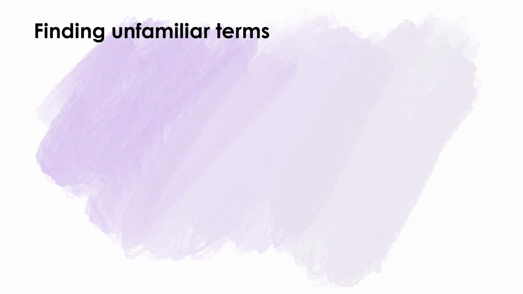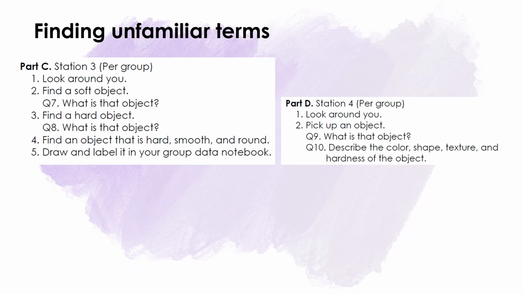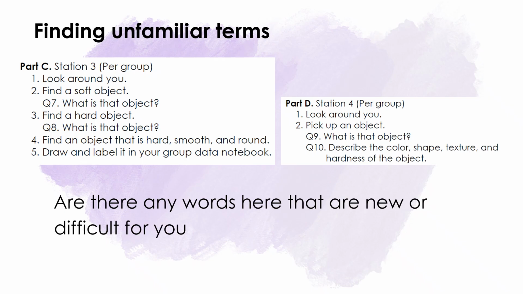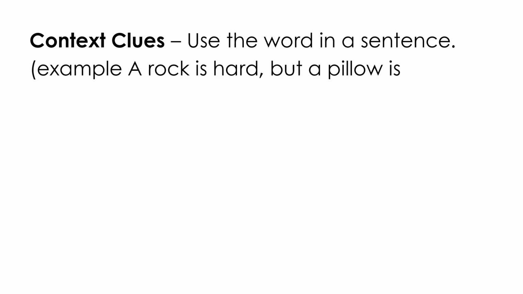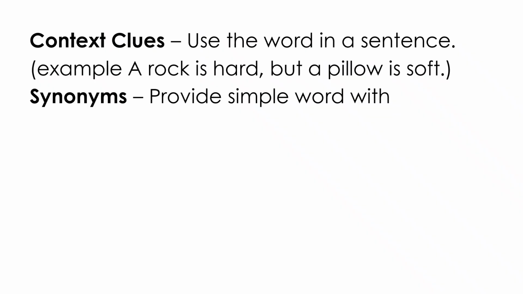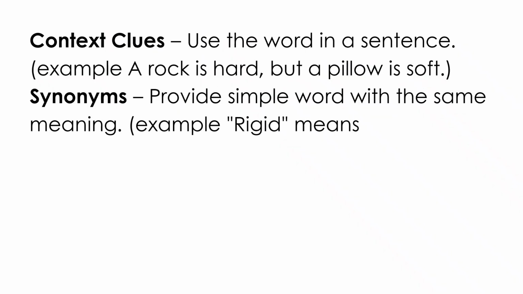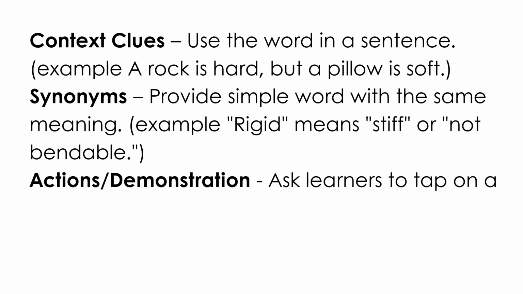Finding unfamiliar terms. In Part C and Part D, are there any words here that are new or difficult for you? Use context clues. Use the word in a sentence. Example, a rock is hard, but a pillow is soft. Synonyms provide simple words with the same meaning. Example, rigid means stiff or not bendable.